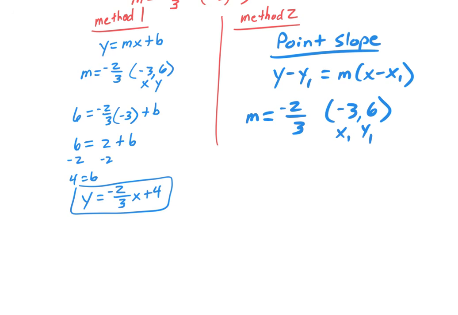Every equation is going to have an x and a y in it. So when I write this one out, we're going to go y minus y1, which is 6, equals my slope times x minus x1. So x minus negative 3 would really be x plus 3.